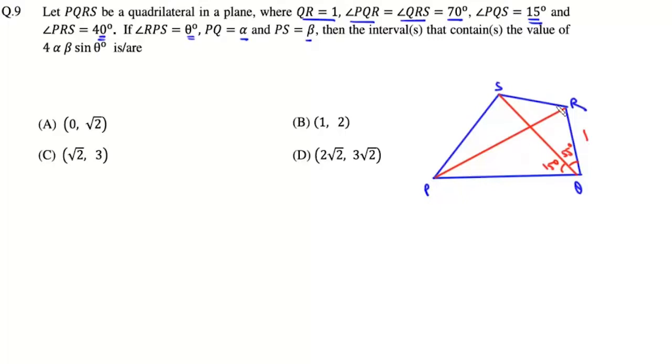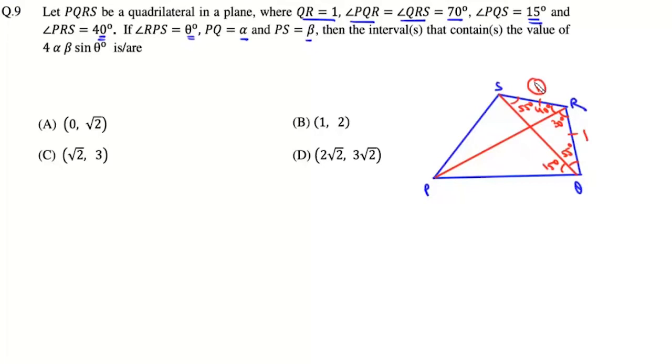Angle PRS is 40. Now this angle is again 70. So this angle here will be 30 degrees. And here this is 70, 110. So this angle will also be 55 degrees. Now this is an isosceles triangle. So these two sides will be equal. So this side is also equal to 1.